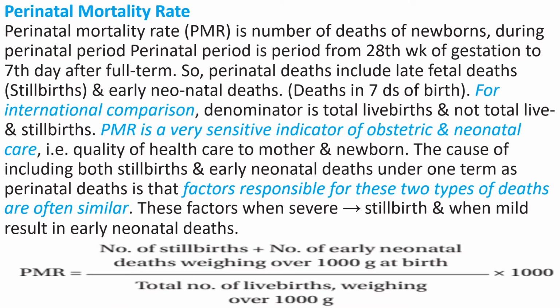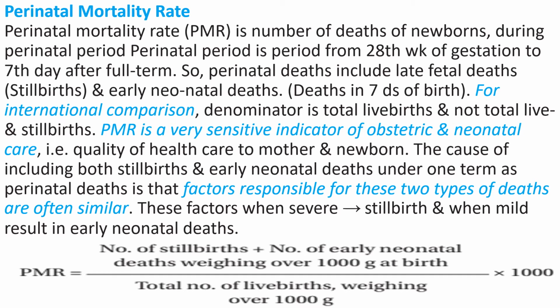Perinatal mortality rate. Perinatal mortality rate, PMR, is number of deaths of newborns during perinatal period. Perinatal period is period from 28th week of gestation to 7 days after full term. So perinatal deaths include late fetal deaths, stillbirths, and early neonatal deaths. Deaths in 7 days of birth. For international comparison, denominator is total live births and not total live and stillbirths, because in many areas stillbirths are not documented.